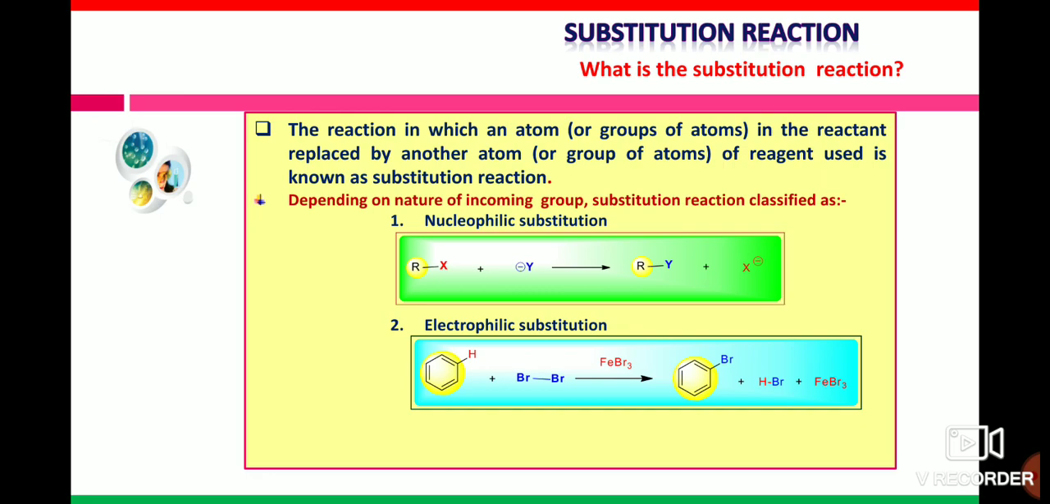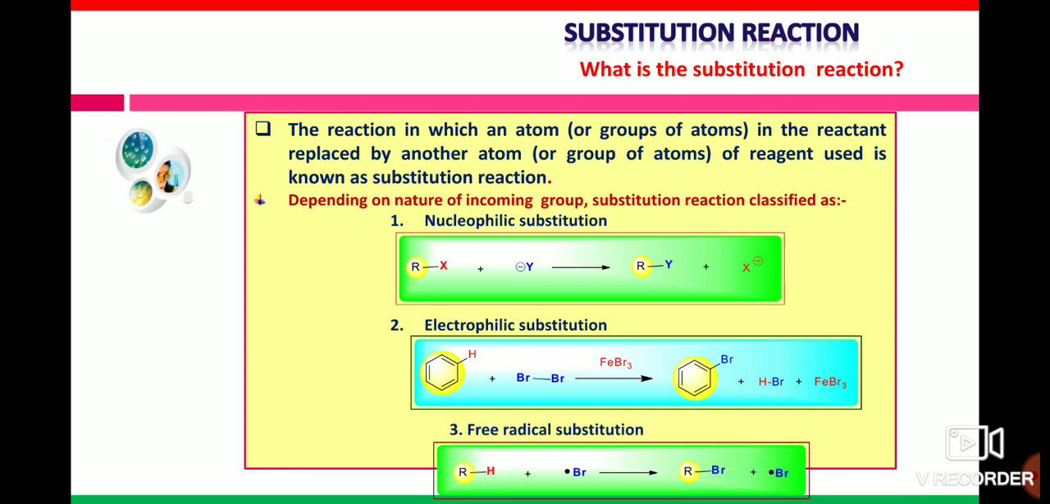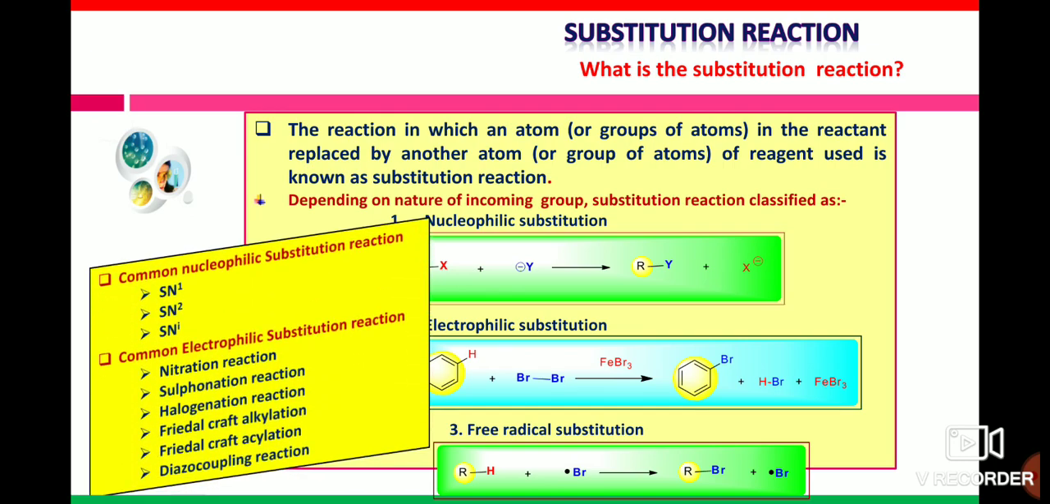Look at this example, atom H on the benzene ring is substituted by positively charged atom bromine to give the substitution product. This is the example of electrophilic substitution reaction. The third type of substitution reaction is free radical substitution. The substitution reaction in which the atom or group in the substrate is replaced by a free radical atom to give the substitution product is known as the free radical substitution reaction.